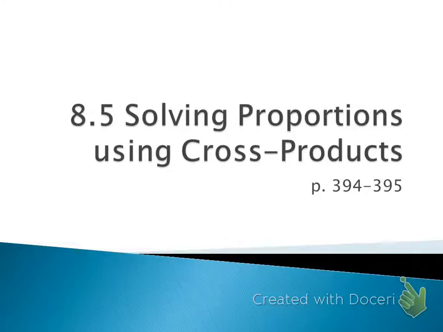8.5, solving proportions using cross products. All right, we should be on page 394. I see books open for most everybody. Let's get our books open, page 394.